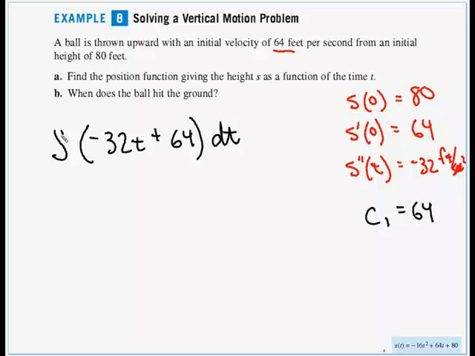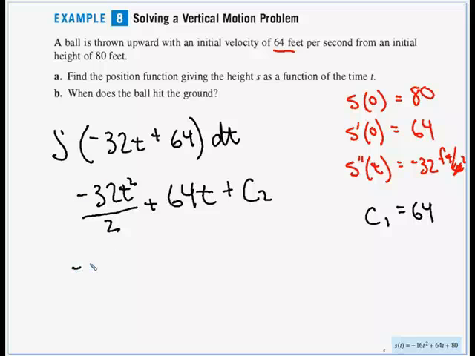So, when we work on the antiderivative here, we're going to have -32t squared divided by the new exponent of t, or 2, plus 64t to the first power. Plus, we get another constant. Let's call this one c sub 2. And -32 divided by 2 is -16t squared plus 64t plus our arbitrary constant.